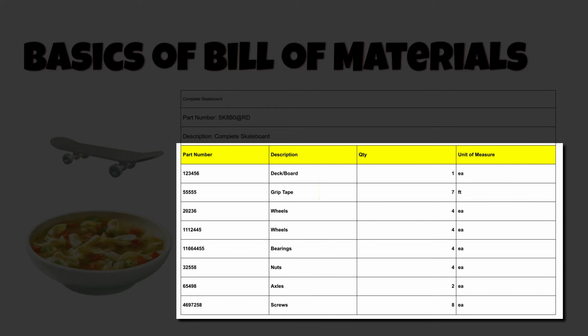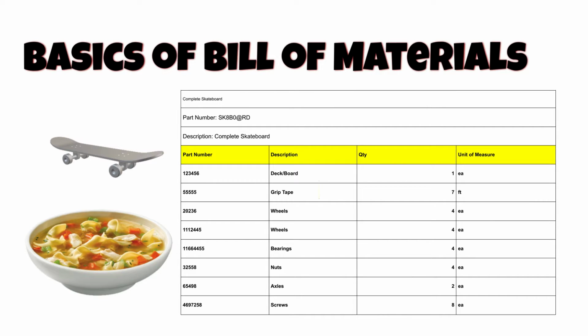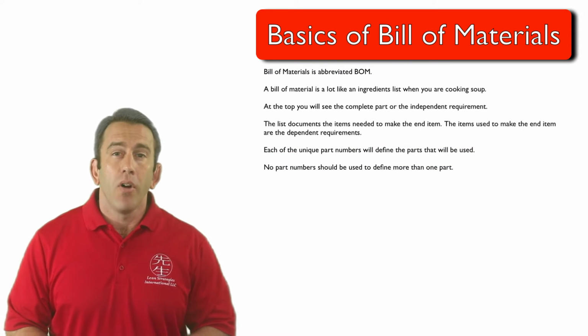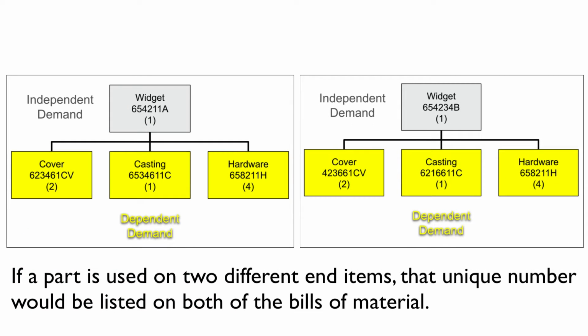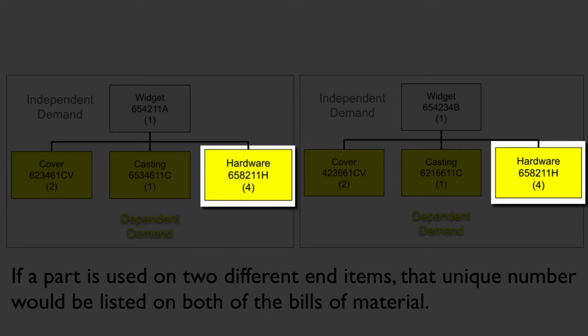The list documents the items needed to make one complete skateboard. Each part number, SK8B0ARD, is also included. Each of the dependent requirements listed in the bill of materials also contains a unique part number. These unique numbers define which part will be used. No part number should be used on more than one part. On the other hand, if a part is used on two different end items, that unique number would be listed on both of the bills of material.